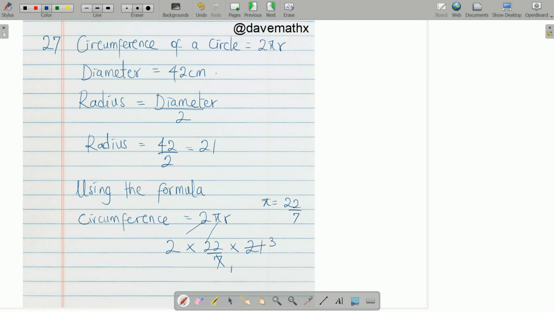And then we have 2 times 22 times 3. Two times 22 is 44. And 44 times 3 is 132. The final answer becomes 132 centimeters.